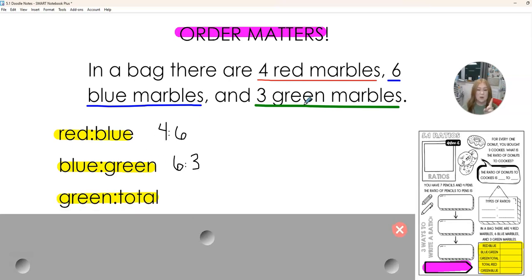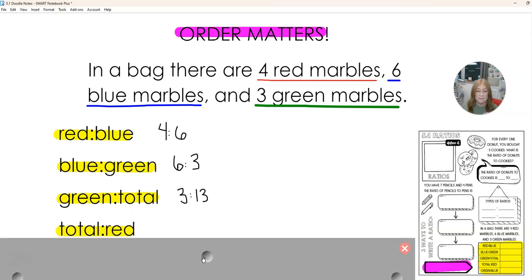Our next one, we want green. We have 3 that are green, and then total. So we have 4 that are red, plus 6 that are blue, plus 3 that are green. So we're adding all of them together to make that total. Every marble in that bag. So here's 10 plus 3 is 13. So 3 are green out of the total is 13.